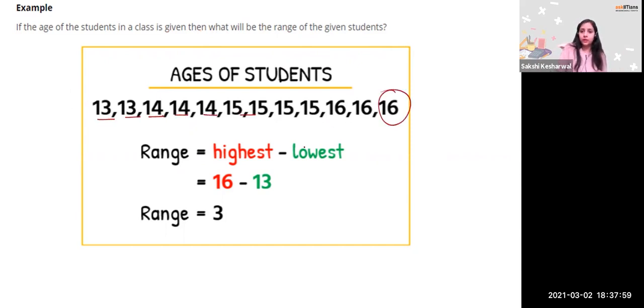That's the highest, what, beta? 16. And the minimum is what? 13. So highest minus lowest is equal to what? The range is 3, right? So the difference between the two numbers is what, beta? 3, right? This is also one kind of comparison.